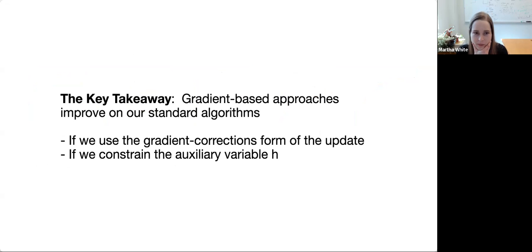Okay, so the key takeaway from these results and generally this section is that we can actually get gradient-based approaches that improve on the standard TD algorithms that are much loved, but we only really get these if we use the gradient corrections form of the update and if we also constrain our auxiliary variable. Those two things seem like they were key for getting improved performance.